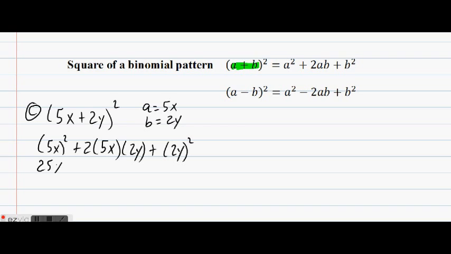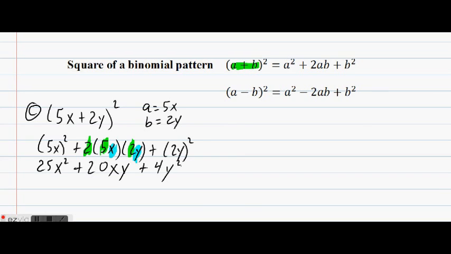5 squared, 25x squared. 2 times 5 gives me 10, 10 times another 2 is 20. So 20, and I have an x and a y. Don't miss that. You have an x and a y. And then plus 2 squared is 4, y squared, simply y squared.